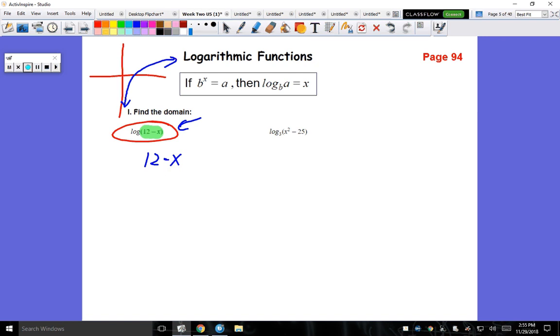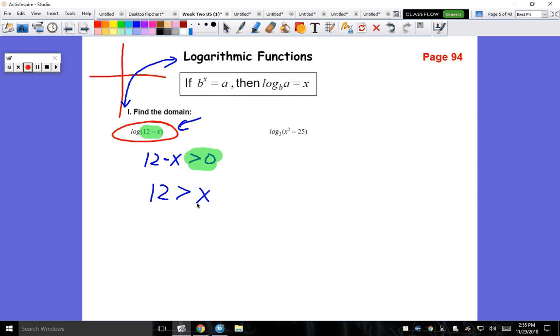So let's find the domain. We're going to set that piece greater than 0. This is what you have to memorize and remember what to do. It has to be bigger than 0 because we know it does not exist at 0 because it's a vertical asymptote, but we know it also doesn't exist at the negative numbers. And then solve for x. So x is going to be less than 12. Are you with me? Okay.